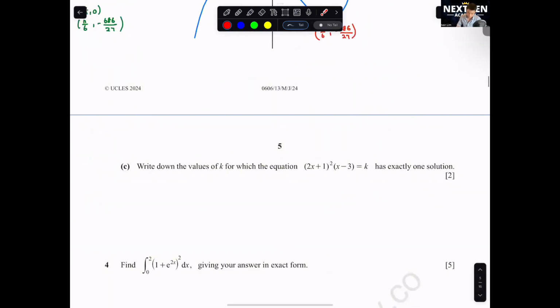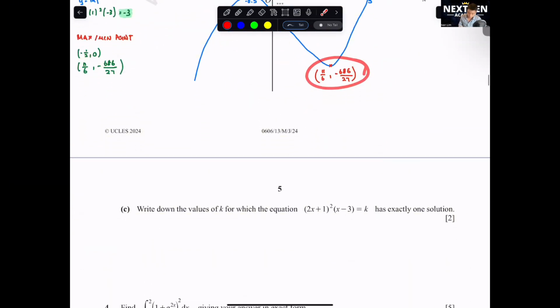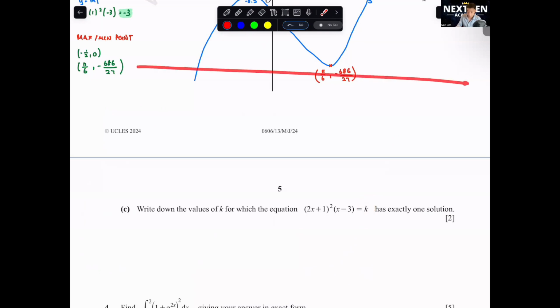Okay, next one. Why we need to label this down and draw it accurately also? This one you need to see the graph. Write down the values of k for which the equation (2x plus 1) squared (x minus 3) equals k has exactly one solution. Okay, what does this mean? Equals k means where are your y values when we see on this graph, okay? You only get one solution.